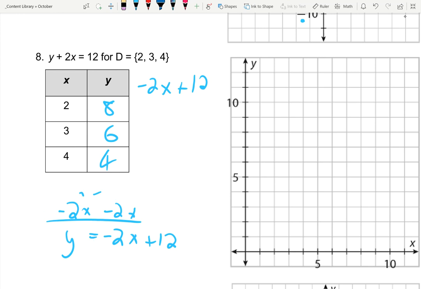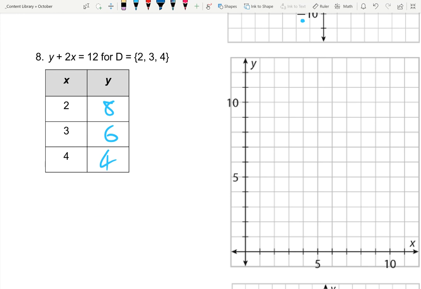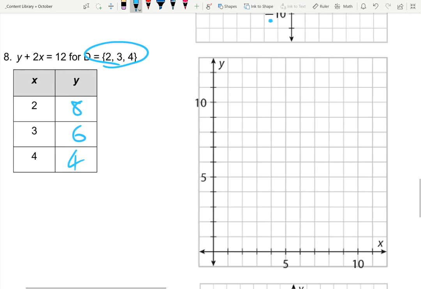All right, so there we go. We are good to graph these now. And we're only graphing those points because remember our domain is discrete. It's only at 2, 3, and 4. So 2, 8 will be, this one's pretty easy to graph. 2, 8 right there. 3, 6 right here. And then 4, 4 right there. And it's just those points, no lines.